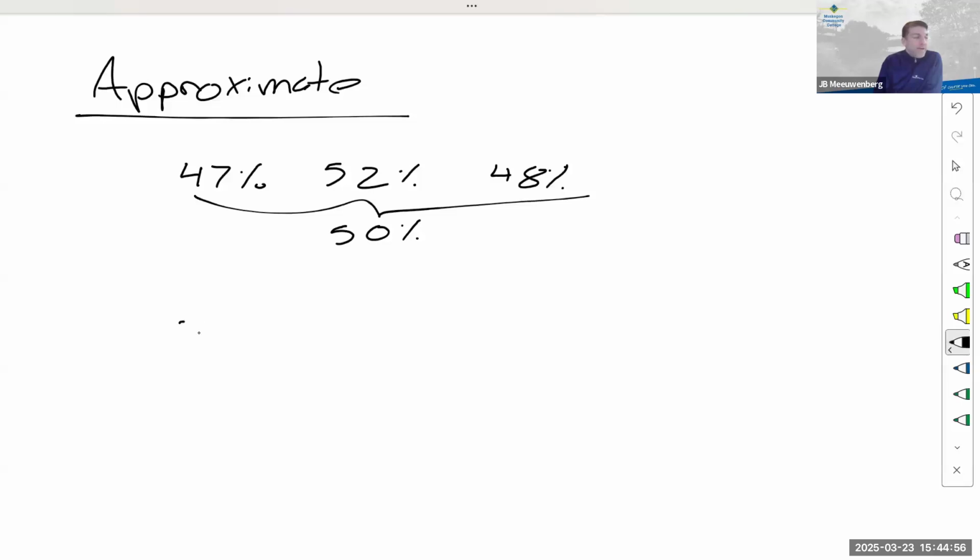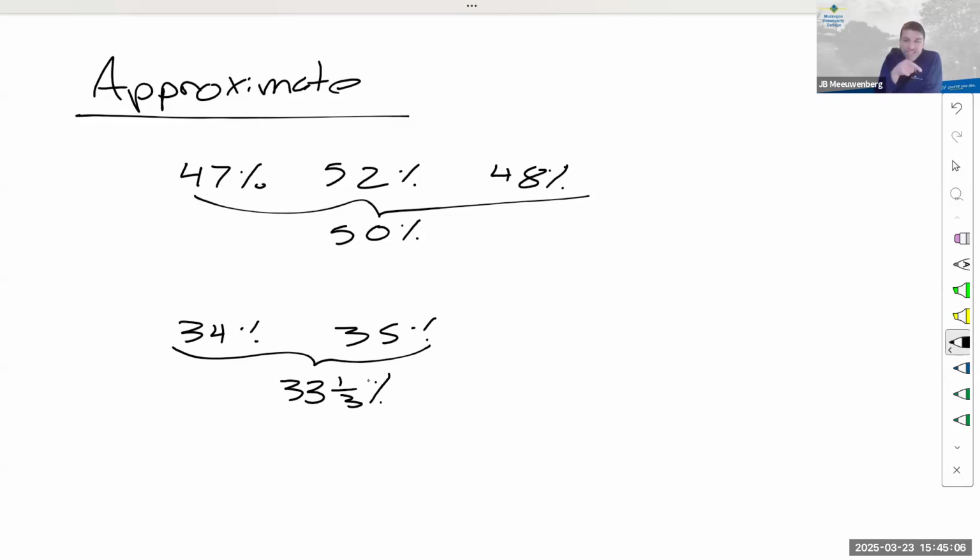Similarly, if you get something like 34% or 35%, you could say those are pretty close to 33.33%, which is the same as 1/3. 50% is 1/2. And these are easy fractions to work with sometimes. So those are some strategies for using compatible numbers when doing approximating.